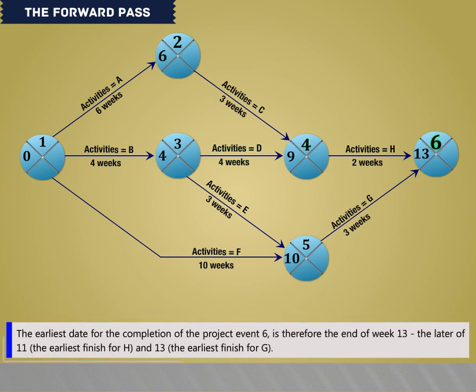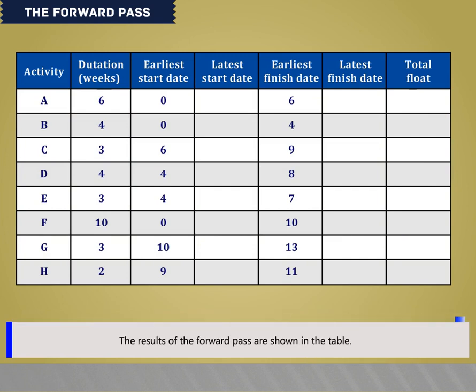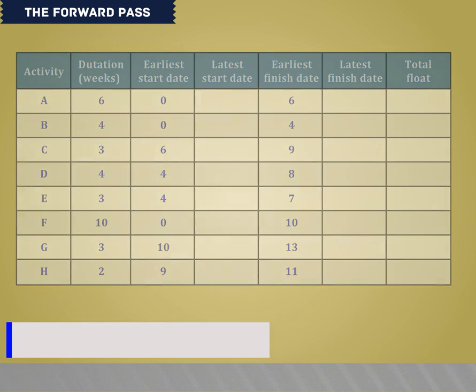The earliest date for the completion of the project, event 6, is therefore the end of week 13, the later of 11, the earliest finish for H, and 13, the earliest finish for G. The results of the forward pass are shown in figure and table 3.